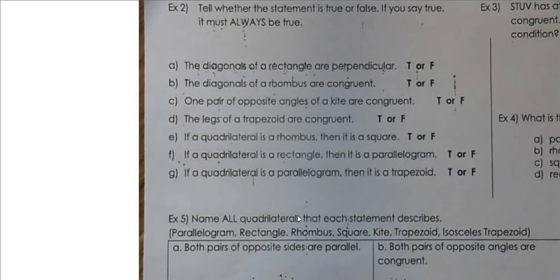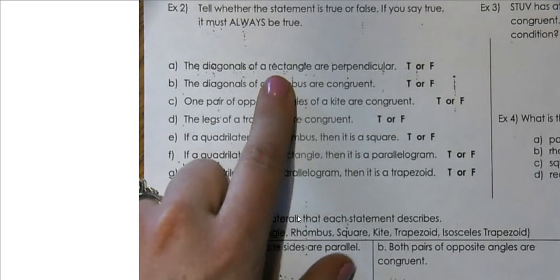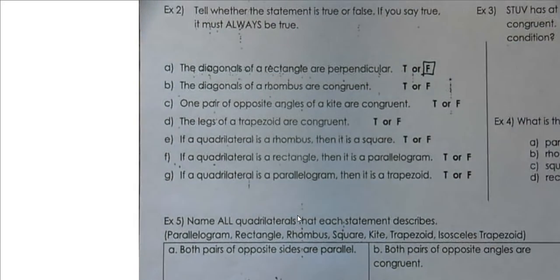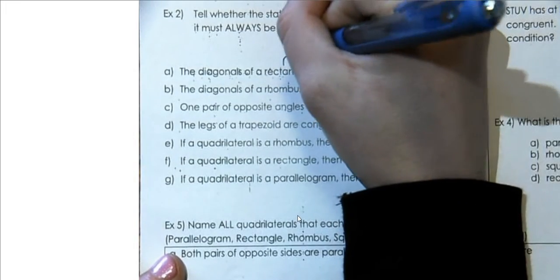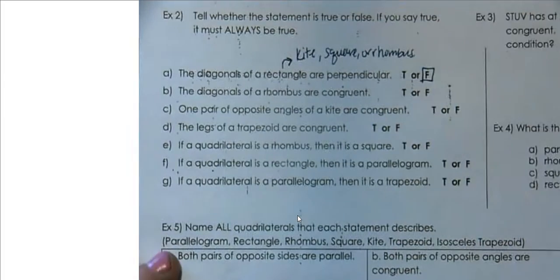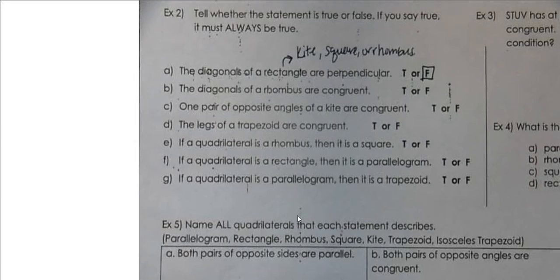So now I think I'm ready to talk about example number 2. And these are talking about different properties as well as if something is true for all. So the diagonals of a rectangle are perpendicular. And in this case, the answer is false. And that is because if this was instead a kite, a square, or a rhombus, then this would be a true statement. But a rectangle sometimes has perpendicular diagonals, but not always. So therefore, that answer is false.